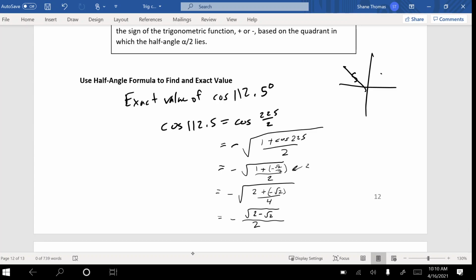Boy, that looks ugly, but I can legally leave it like that. I don't have a root in the bottom. Can't simplify that any further. That would be an exact value of cosine of 112.5 degrees. Nope, I'm stuck. We could do some crazy stuff, but I don't think you want to do all that. That's an acceptable form right there. All right. Any questions on that one? Same thing. Applied the formula, plugged it in, simplified.